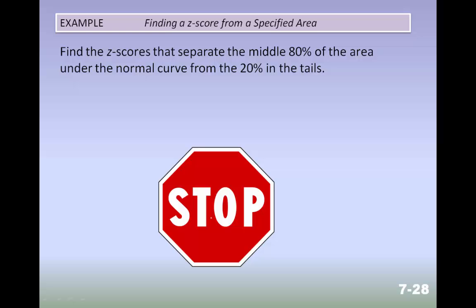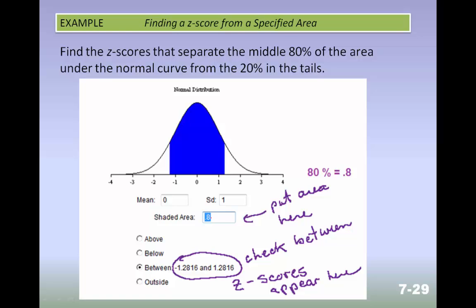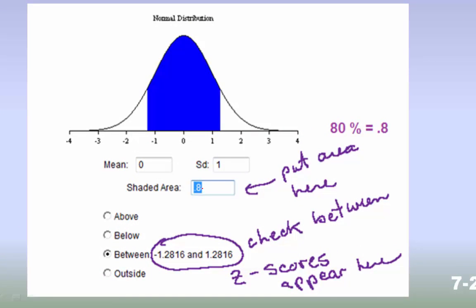Find the z-scores that separate the middle 80% of the area under the normal curve from the 20% in the tails. So you would have 10% on each tail. Stop and see if you can use the website to figure this one out. So we would put our area in, and notice you have to change the 80% to a decimal, 0.8, and click between, and the z-scores are given to you. The middle 80% of the data would be between a z of negative 1.2816 and positive 1.2816.